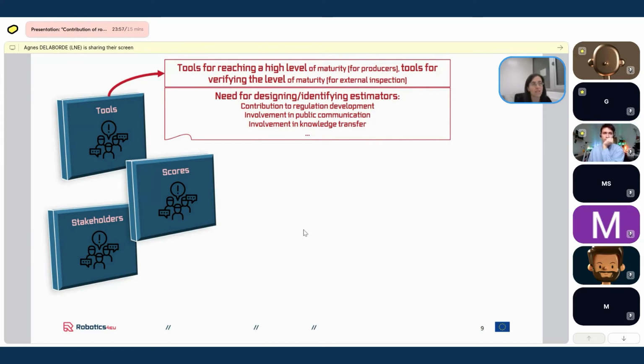And for the inspectors, they need to have those checkpoints to make sure that they can assess concretely the level of maturity. And for this, we need specific and clearly identified estimators, as I told you, something that we can measure or at least observe. So during the debate, the participants provided us some initial ideas that we are still exploring.